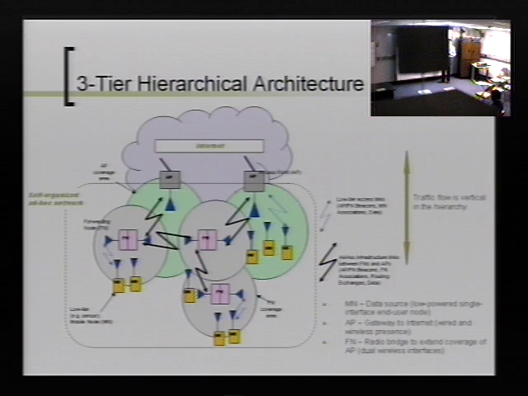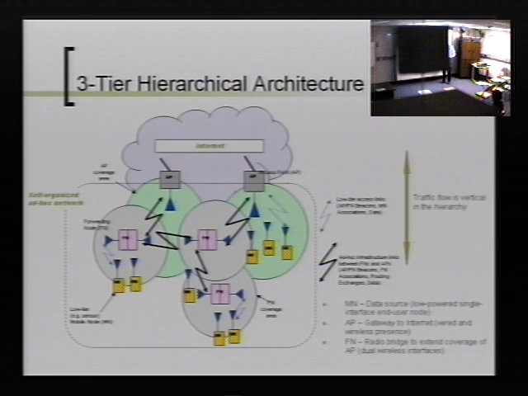To reach this internet, which is on a wired network, we have the highest tier called the access point. These access points are gateways. They have one wireless interface to connect to the mobile nodes and one wired interface to link to the internet. And there is a third tier in the network, the intermediate tier called the forwarding node. The objective of the forwarding node is basically to extend the coverage of the network.